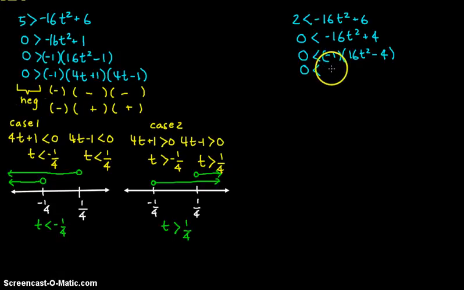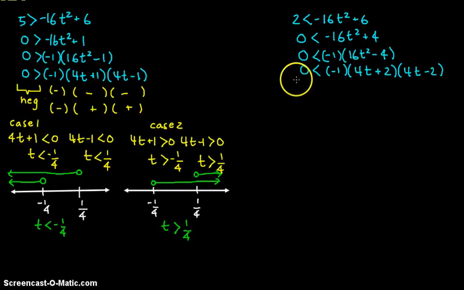So now I'm going to solve it. Okay, so 0 is less than, I got my negative 1 still, but now I can break this up into its conjugates. I got 4t plus 2 times 4t minus 2. So let's check it out again.